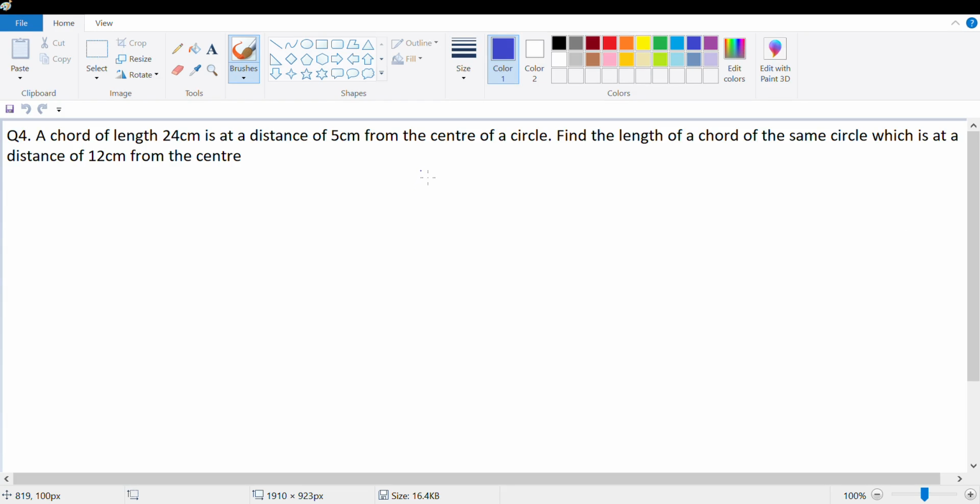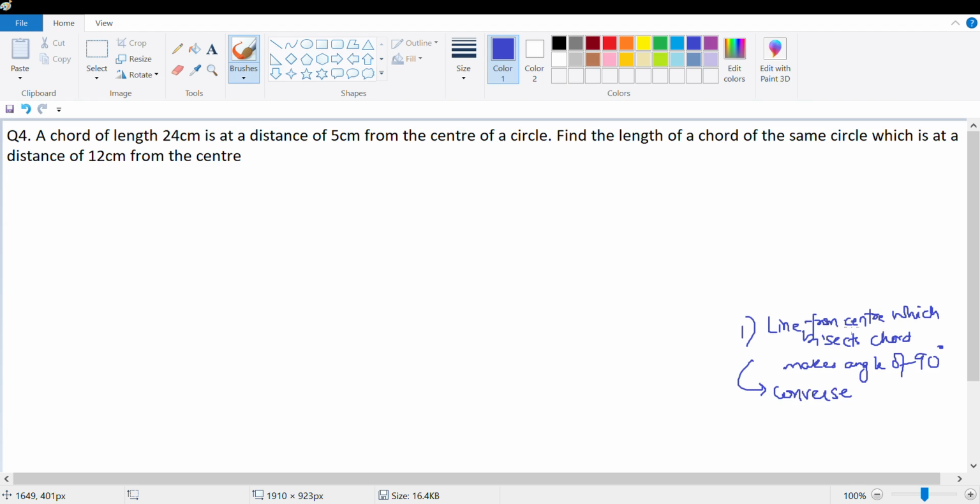Hi guys, let's look at the next question. But before we start this video, let's quickly revise the four properties of chords that we learned in our previous video. Property 1 said a line from the center which bisects a chord makes an angle of 90 degrees. Then we did the converse of this, which means if a line starting from the center makes an angle of 90 degrees with a chord, then it bisects the chord.